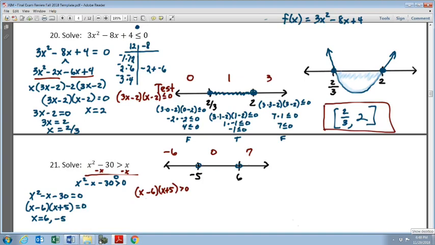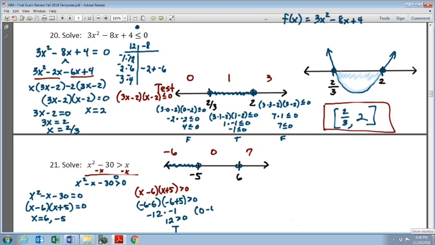We want to know if we're greater than 0 when we plug in -6. -6 minus 6 times -6 plus 5. I want to know if that's greater than 0. -6 minus 6 is -12, and -6 plus 5 is -1. So that's 12, and 12 is greater than 0, so we're going to shade there. That would be true, so we're shading that region.